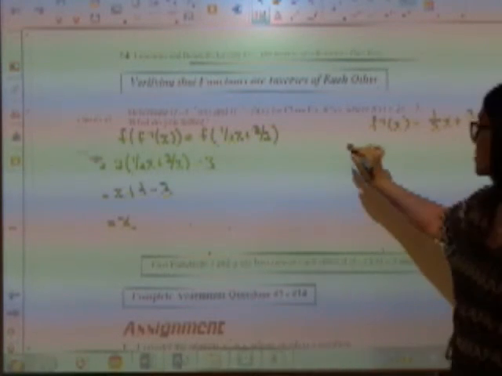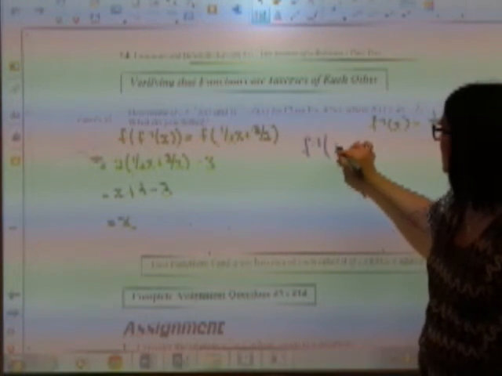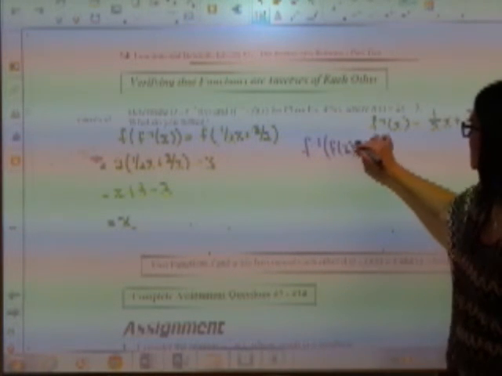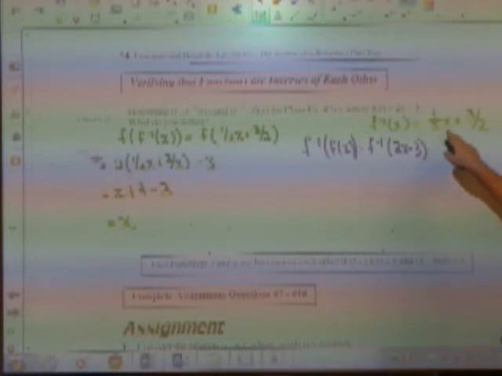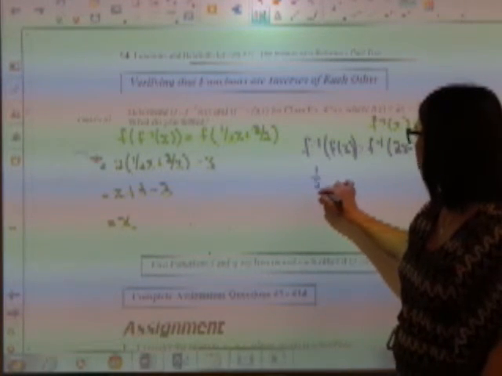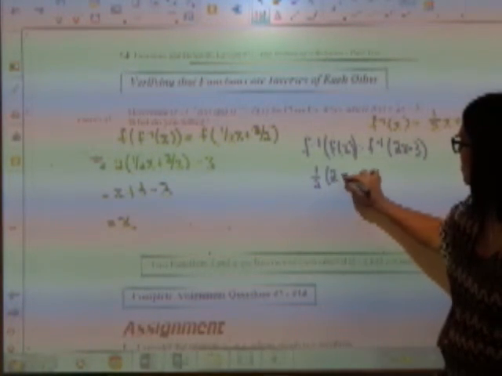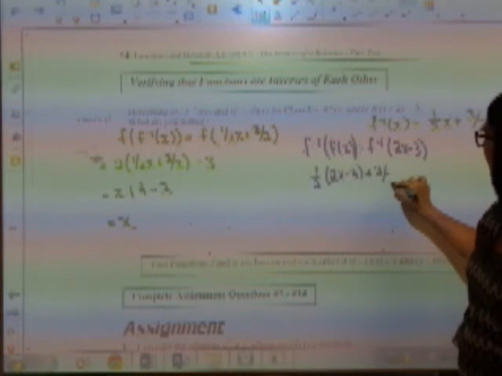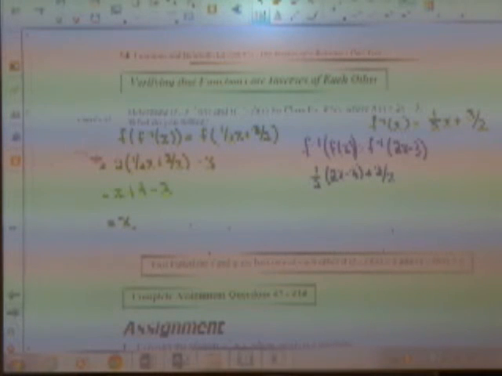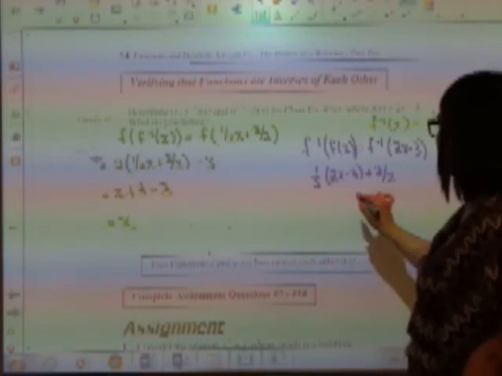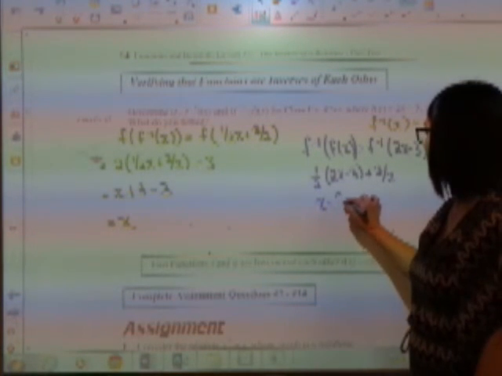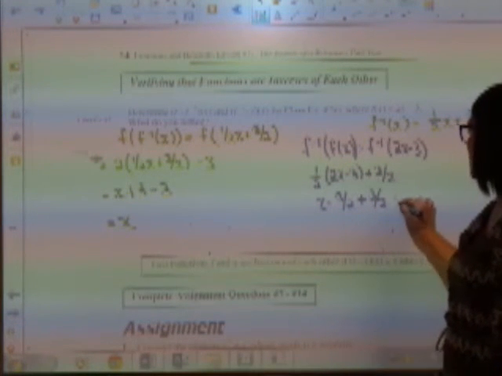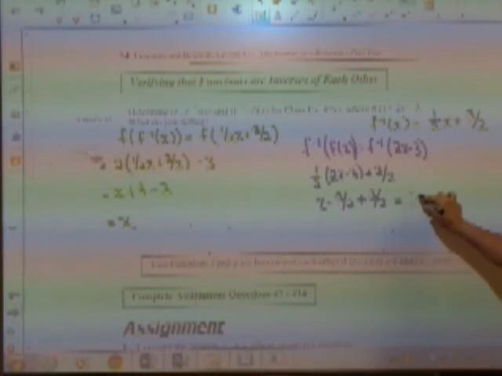If I do the other composite function, f inverse of f of x becomes f inverse of 2x minus 3. So in this equation where I see an x, I substitute, so I get 1/2 times 2x minus 3, plus 3/2. So 1/2 times 2x is x, and 1/2 times negative 3 gives x minus 3/2 plus 3/2, which equals x.